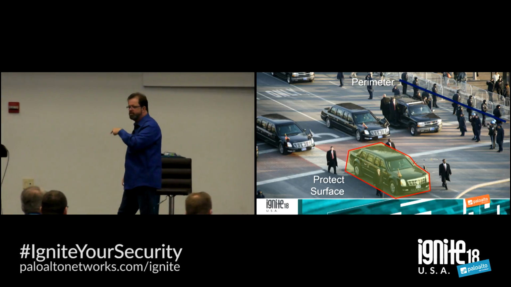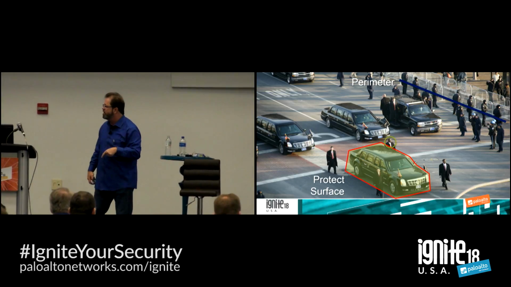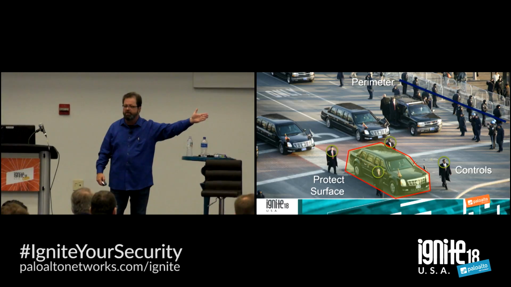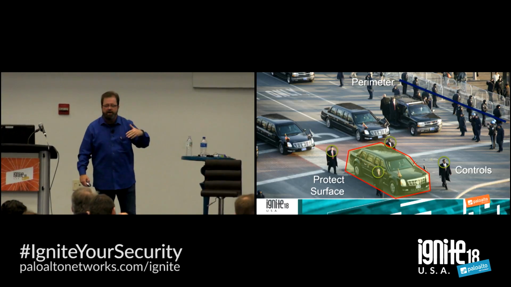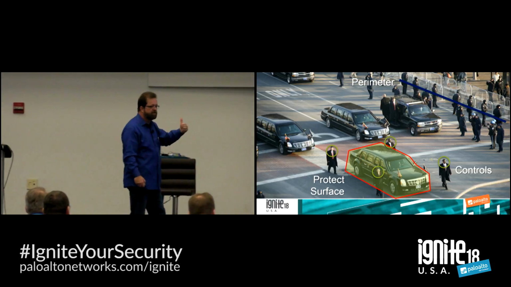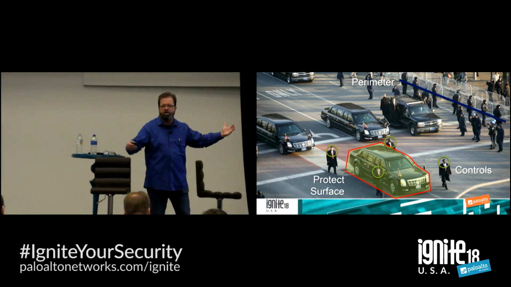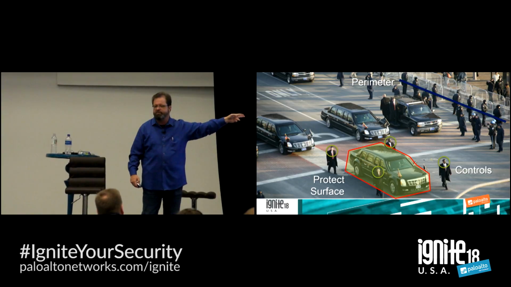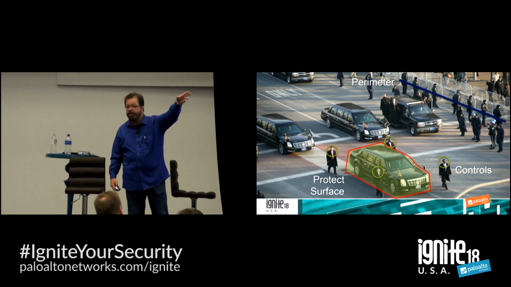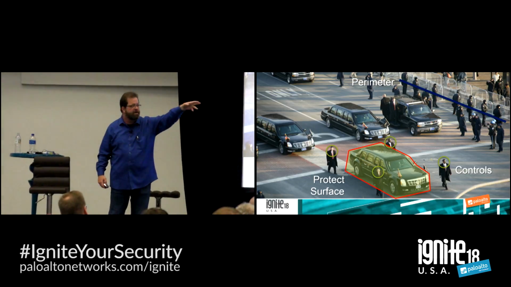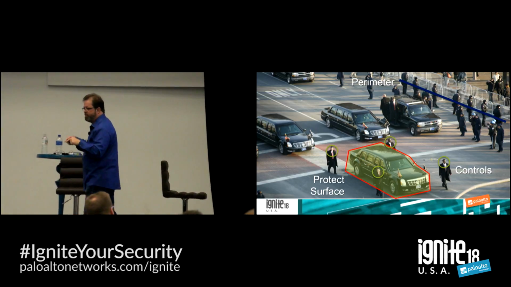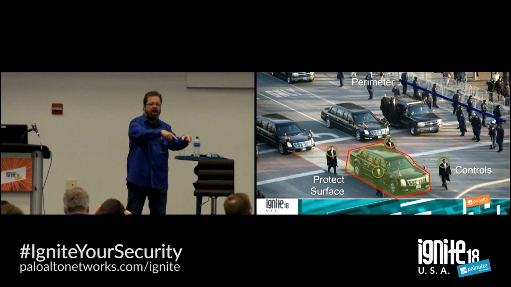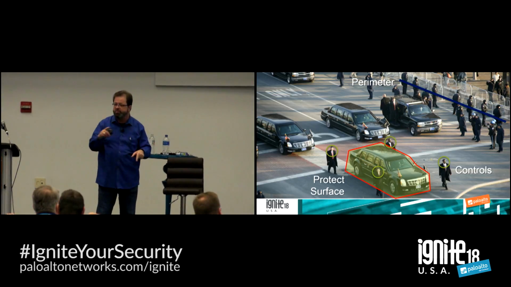And then what does the Secret Service do? They move their controls as close as possible to the protect surface. If they were doing security for the president the same way we do security for our important assets, they'd move those Secret Service agents to the borders of Mexico and Canada, wouldn't they? Because that's where the perimeter is. But no, they move the protections, the controls, as close as possible to the protect surface. That's what we need to do.